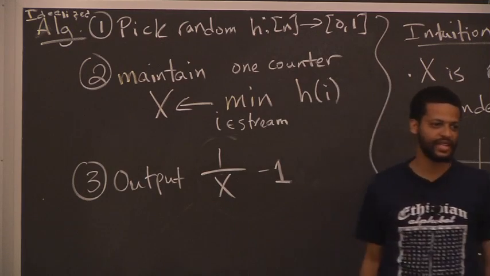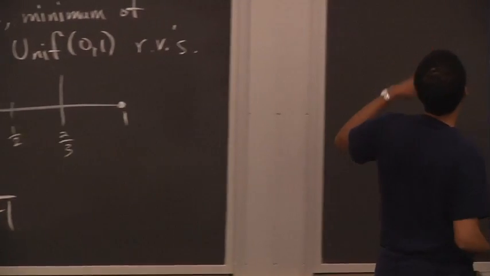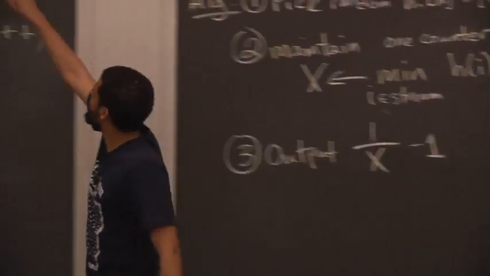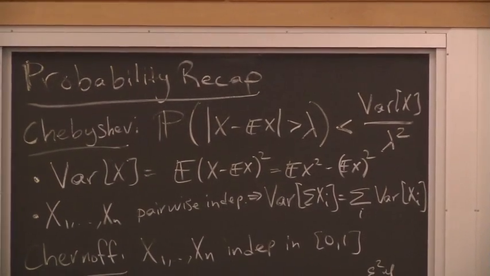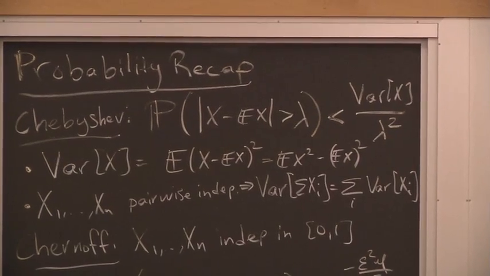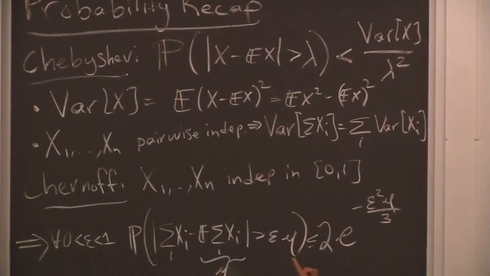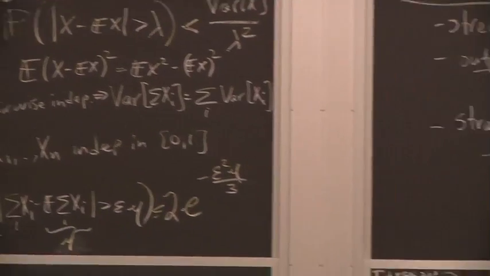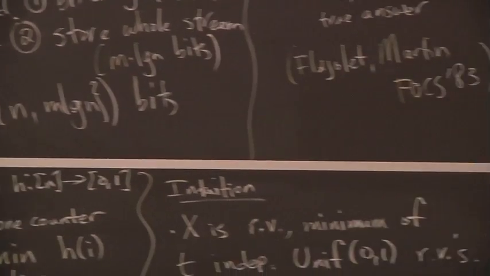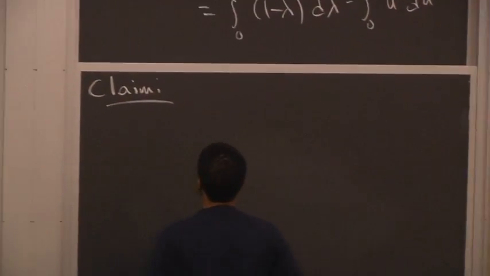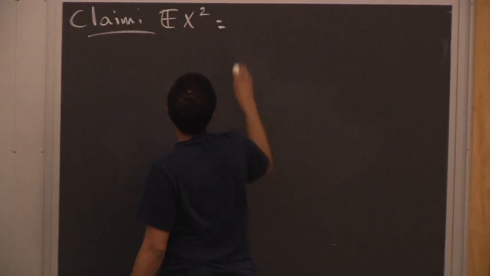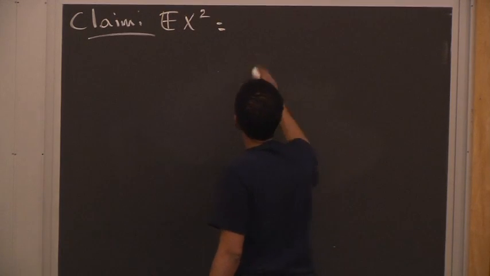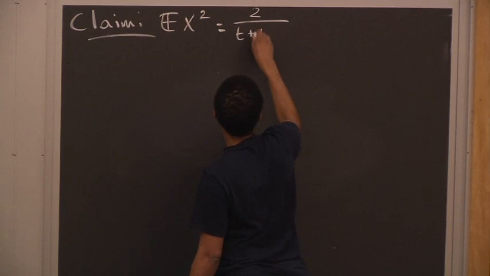Okay, so we'll get there in a second. But I want to know the variance of x, right? So remember, the variance of x is the first bullet, because I want to apply Chebyshev. And the variance of x requires me to understand the expectation of x squared. Okay, so claim, and I won't do every single calculation, but the claim is that the expectation of x squared is equal to 2 over (t plus 1)(t plus 2).